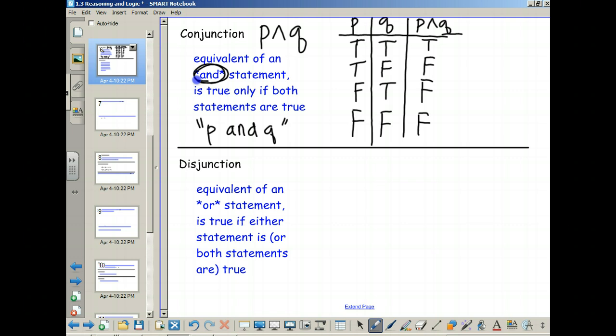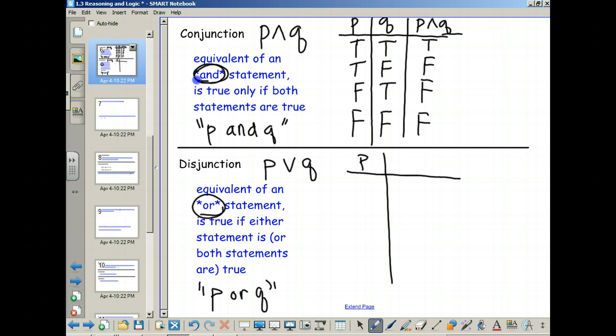Okay. Now we're going to do disjunction. Disjunction has the word or in it. And the symbol for the word or is actually a V. So this is read P or Q. And we're going to create a very similar kind of diagram. It's going to have the same P and the same Q. It's going to have the same T, T, F, F, and the same TF, TF that I had before. And then I'm going to have my disjunction here, P or Q.